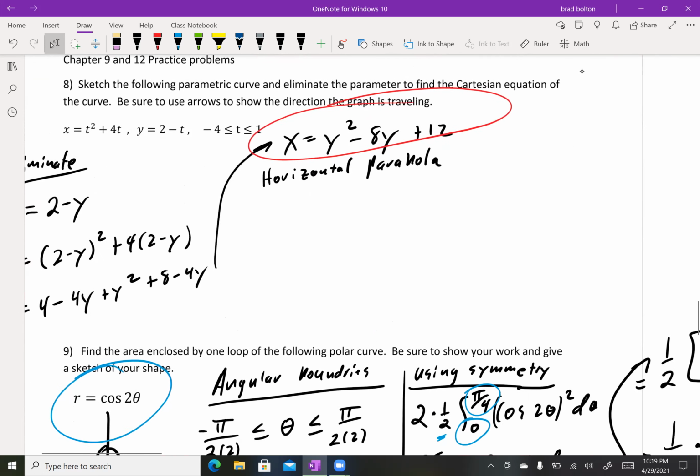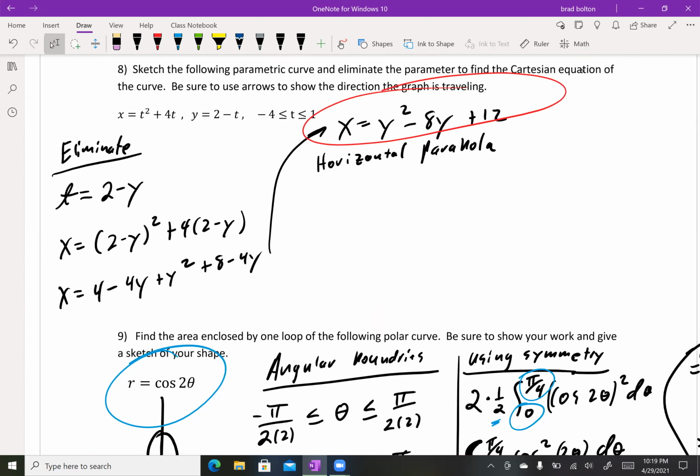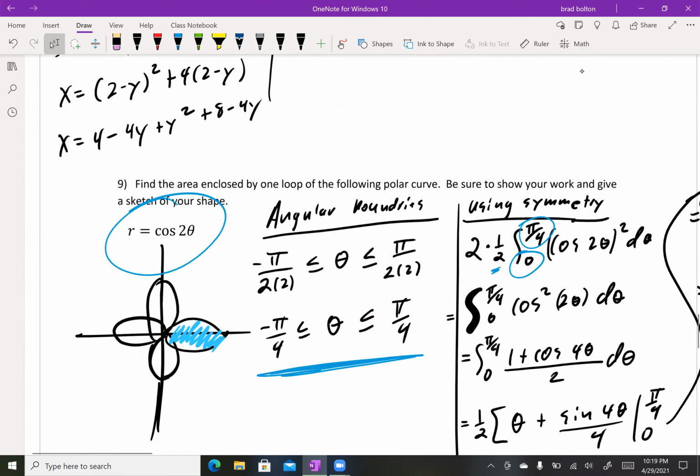Let's go to number 8. I had one of these on the test, but I took it off just because it didn't have the desired effect. So you could eliminate the parameter and end up with a horizontal parabola. And then you would build a table of values like I did in the first video for chapter 10 or 12.1, whichever book you're using.